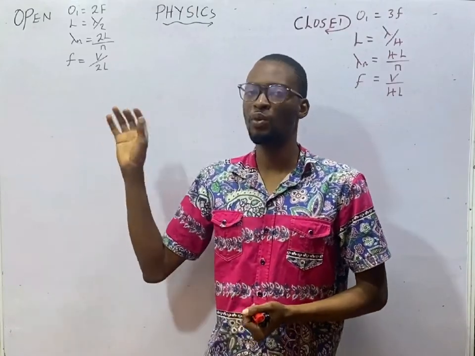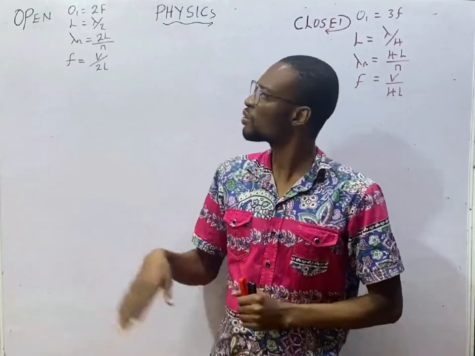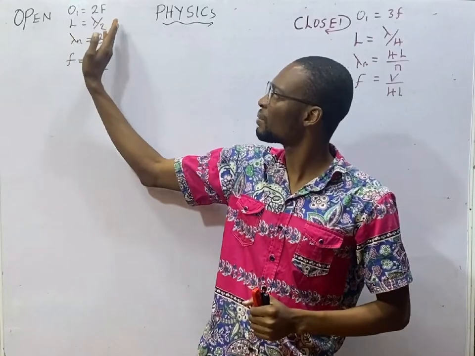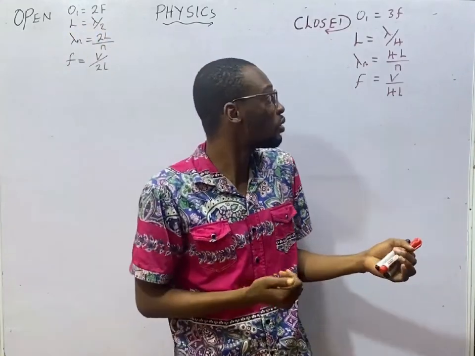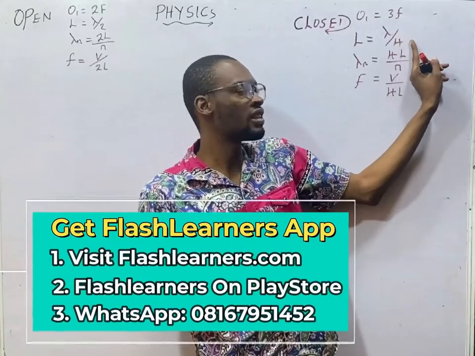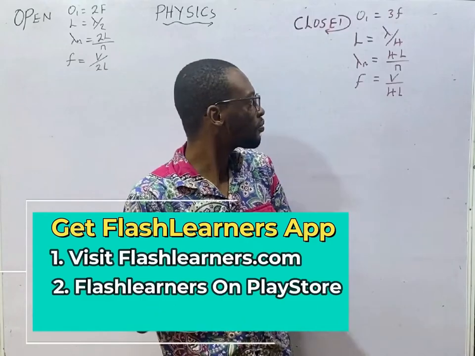For an open pipe, we have node to node, and that is lambda over 2. So the length in an open pipe is lambda divided by 2. This is the wavelength over 2. While for a closed pipe, it is wavelength divided by 4, because it is from the node to the antinode.